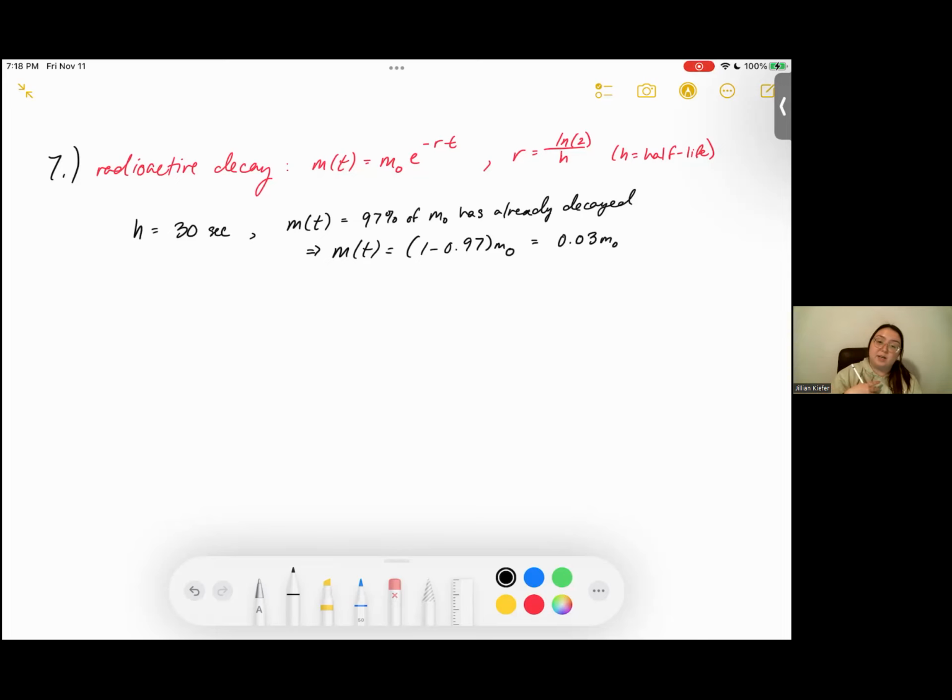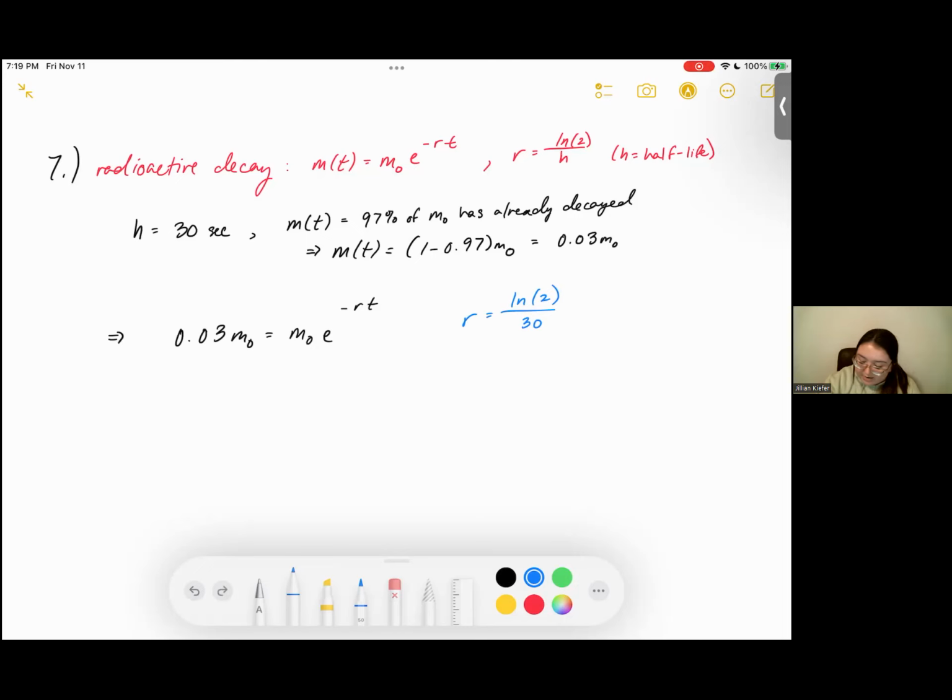So we can plug all of this into our equations here. We've got M of t, which we said was 0.03 M naught, is equal to M naught times e to the power of negative rt. We don't know r yet, but we can use our equation for r. So we have r is equal to the natural log of 2 divided by h, which we said was 30. So we can go ahead and plug this into our calculator. The natural log of 2 divided by 30.